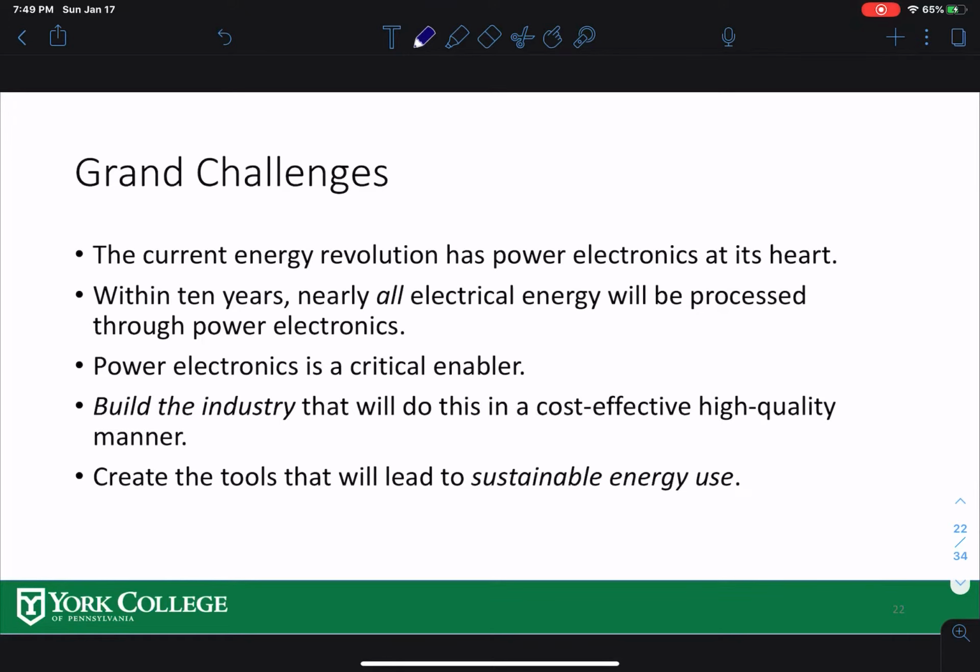So we're going to talk about some challenges and how to deal with them. One of the challenges is that power is changing. We're using more and more power electronics devices in power processing. In 10 years, all electrical energy would be processed by power electronics, because that's efficient and easy to control. Without power electronics devices, you cannot change the form of energy, right? So it's very delicate and cost effective to do that. And so power electronics engineers need to create tools that lead to a very good implementation of sustainable energy use.